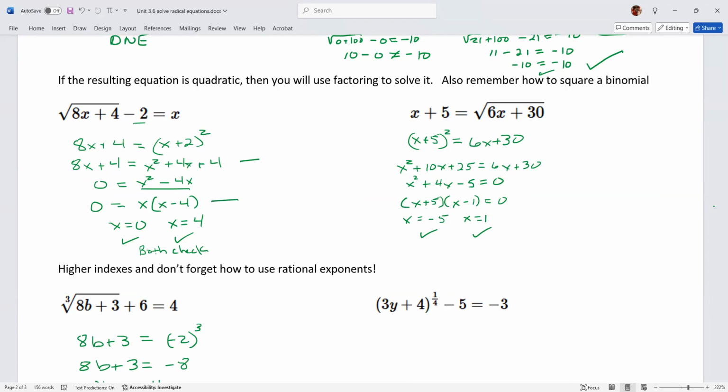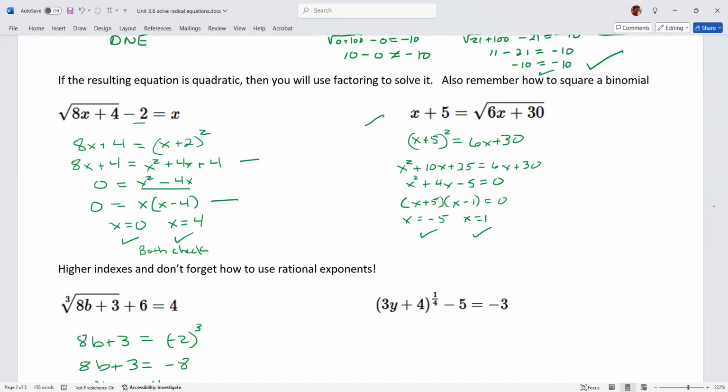Check each factor. Well, if I plug a 0 into the original, I'm going to have 8 times 0 is 0. So the square root of 4 is 2. 2 minus 2 does equal 0. So that checks. 4, if I plug it in, that's 32 plus 4 is 36. Square root of 36 is 6. 6 minus 2 does equal 4. So both of these check just fine.